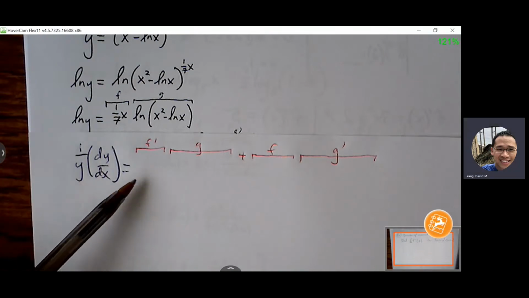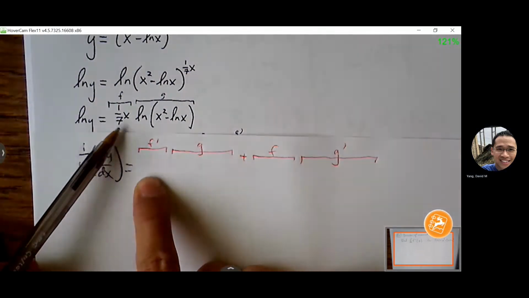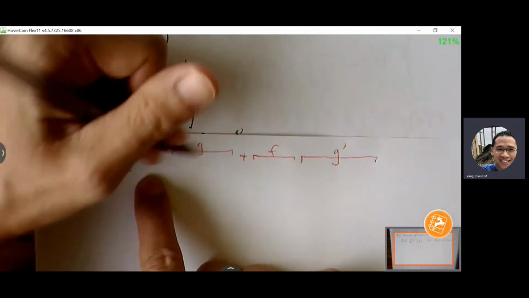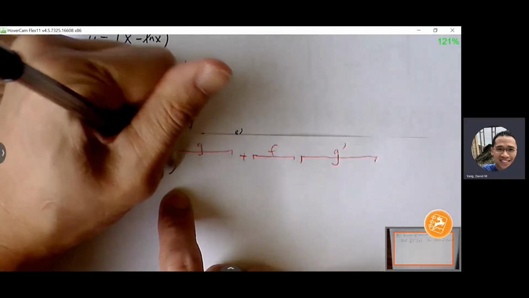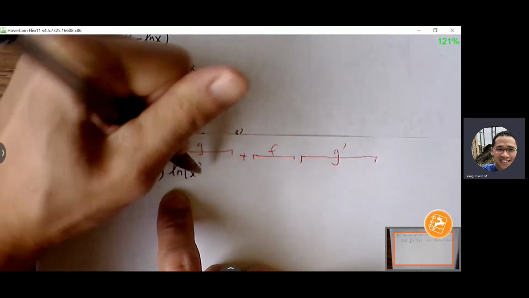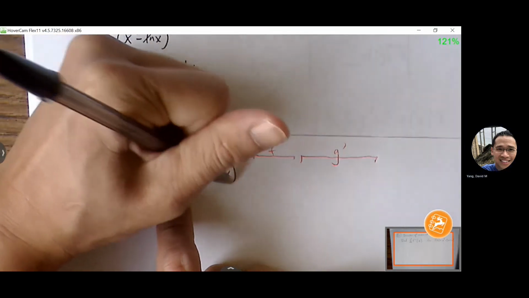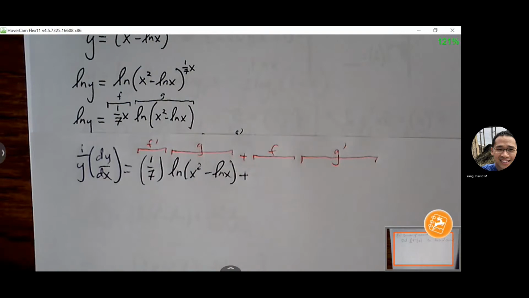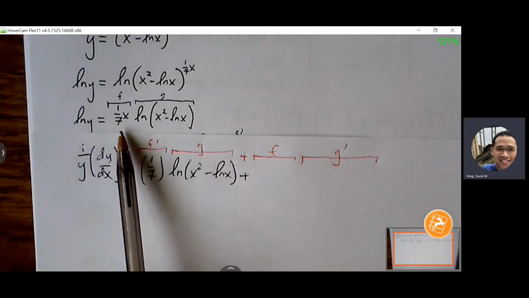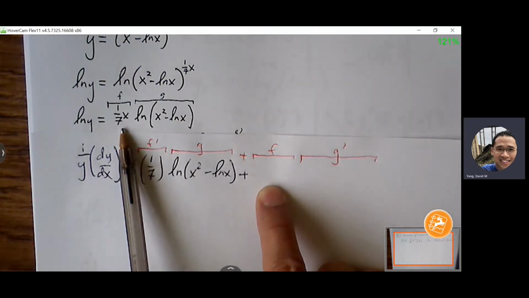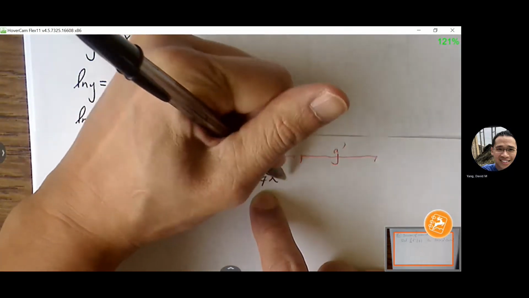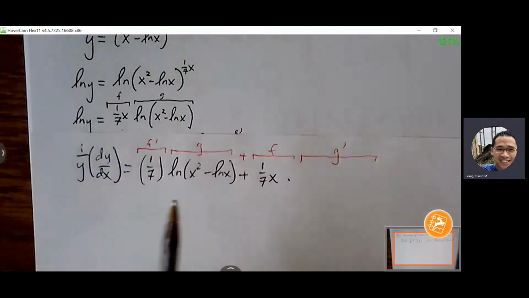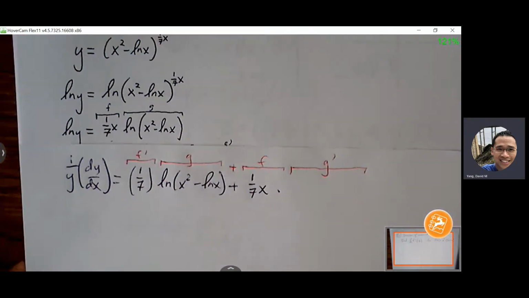Okay, what's f prime? G function, no changes. Back to f. And then g prime. Okay, let's talk about g prime here.